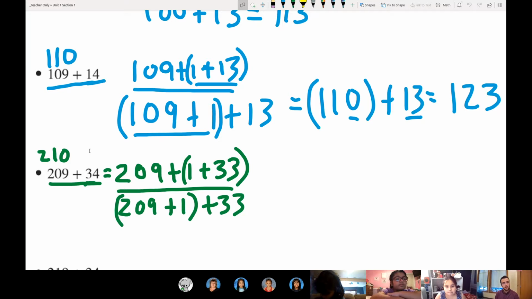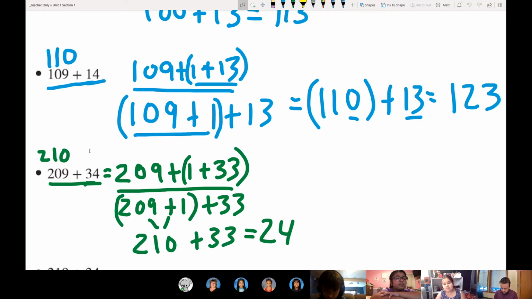Okay. You want to take it away, Malia? Equals what's this equal? 209 plus 1. 210. Right. And we're adding 33. So it's 210 plus 33. 342. 3. 343? Did we add it? 243. Right. 243.